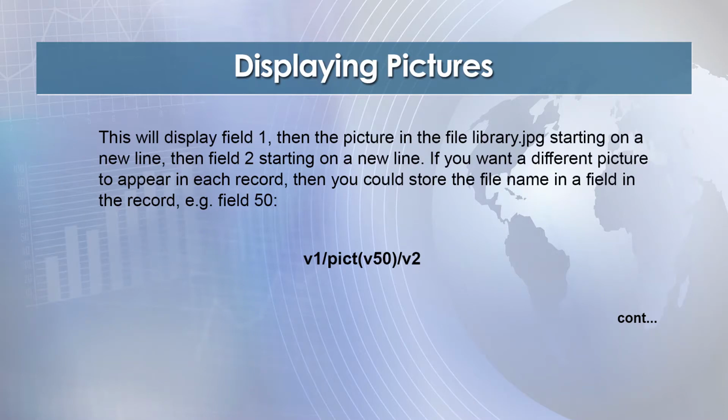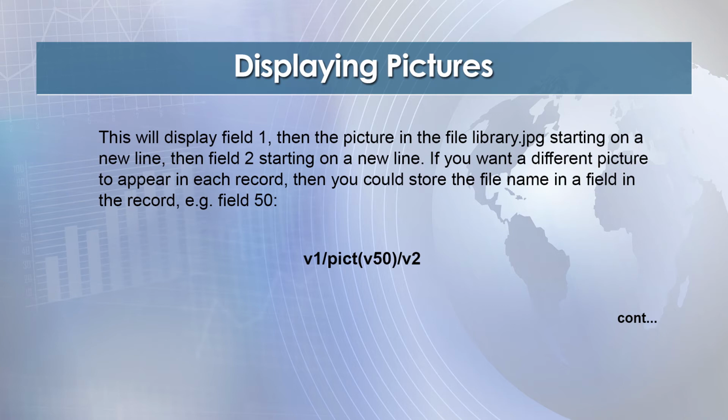Here you can see exactly the example I am talking about. Here I am not using any hard coded file name; I have just given pict within parentheses V50. That means in field 50 the file name or image name will be there, and it will extract the file name through the pict function. Suppose in V50 you have given a.zip, so it will be something like pict a.zip. In the next record you have given b.jpg, so it will extract pict b.jpg. In the next you have given c.bmp, it will extract c.bmp.